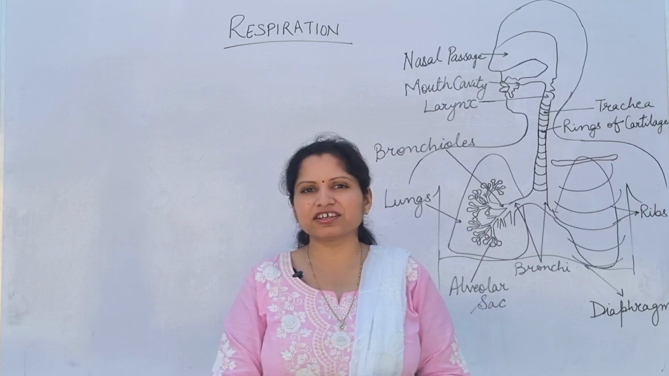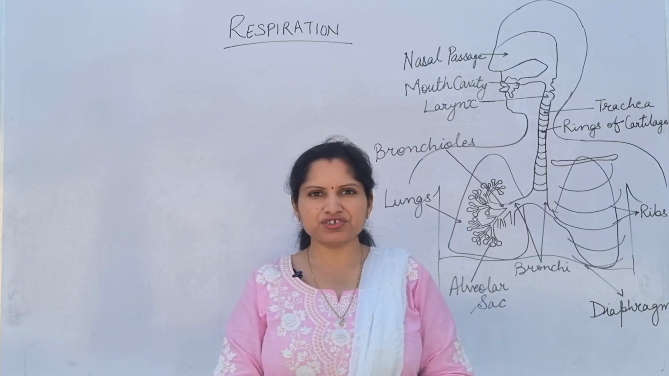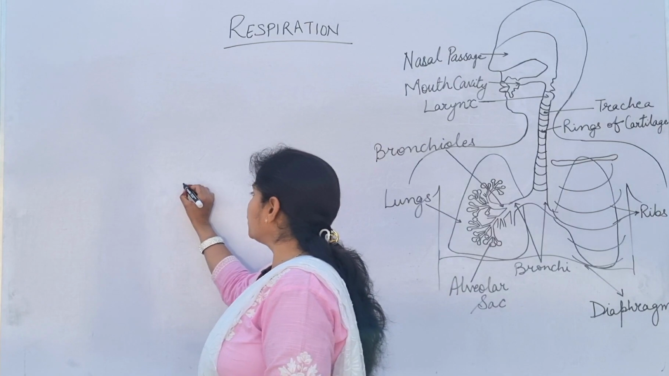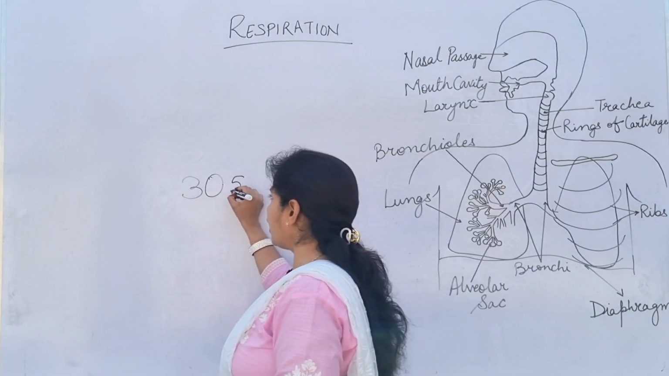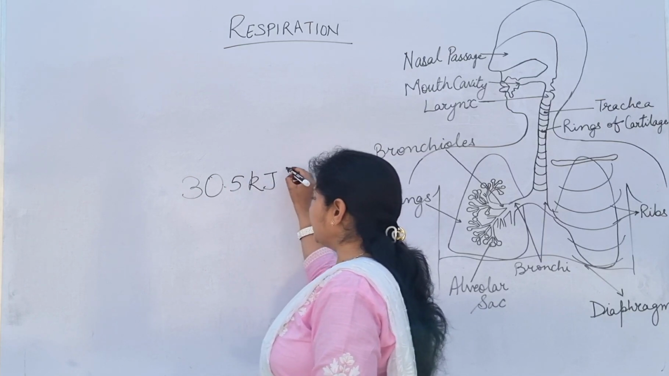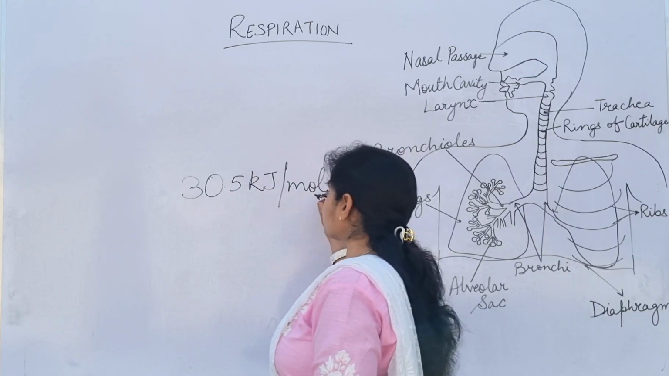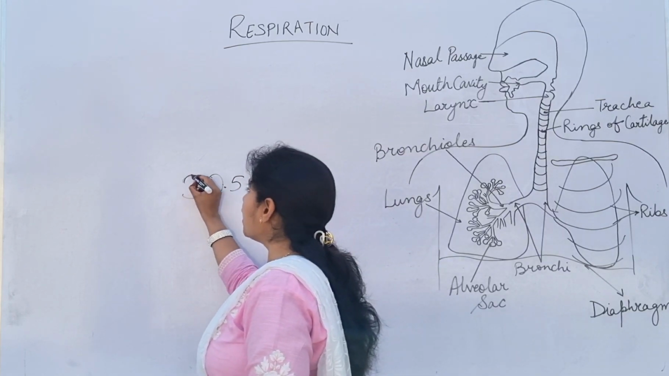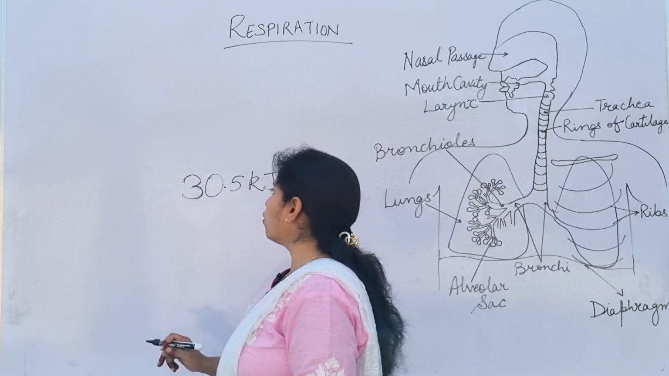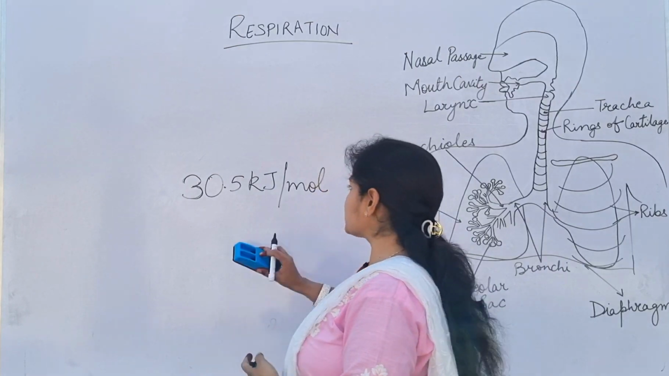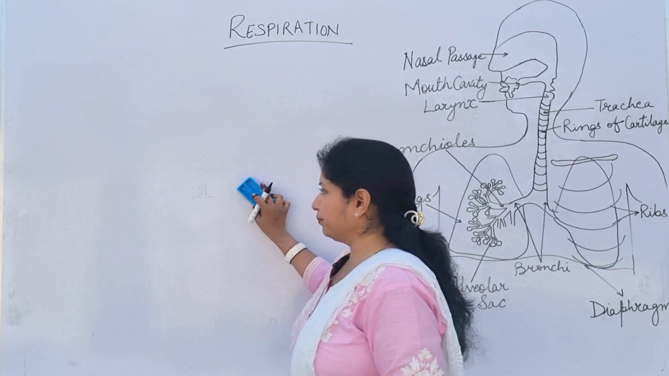ATP is the energy currency of the body. How much energy is released by this ATP? When we use the energy from the ATP, we get 30.5 kilojoules of energy per mole. So from 1 mole of ATP, our body will get 30.5 kilojoules of energy. So remember that, it's very important.